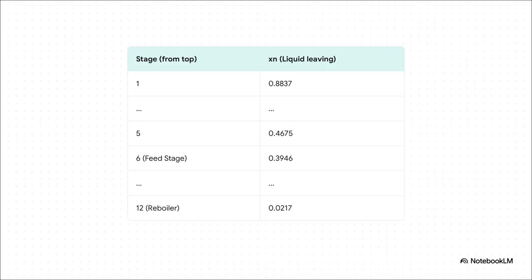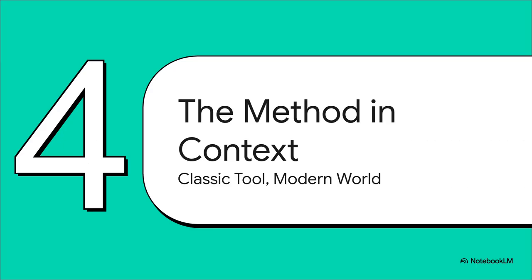And of course, we can run the numbers to double-check our graphical work. This table here shows a precise stage-by-stage calculation. And what do you know? It backs us up perfectly. You can see the liquid composition drops below our feed concentration right at stage 6, and the bottom's purity finally gets below our 5% target after the 12th stage, which, remember, includes the reboiler as the final stage. The picture and the numbers agree. So there you have it.